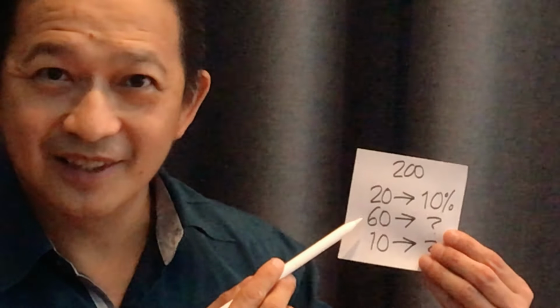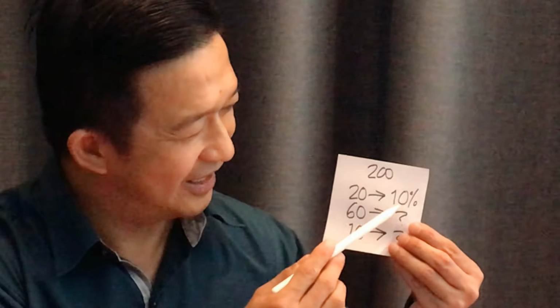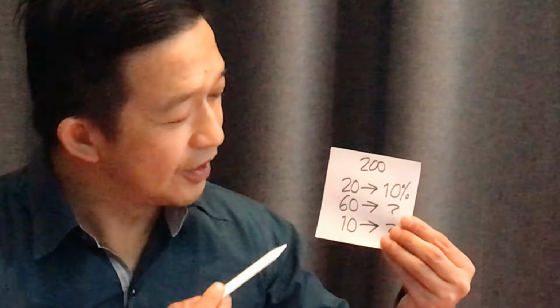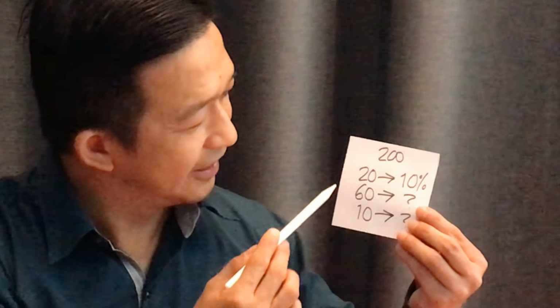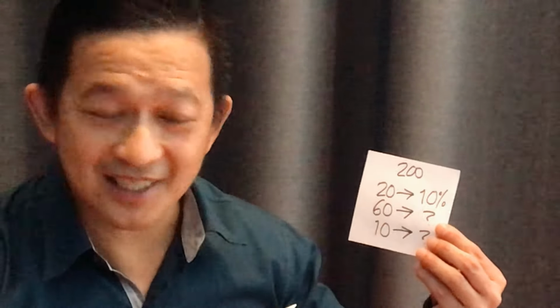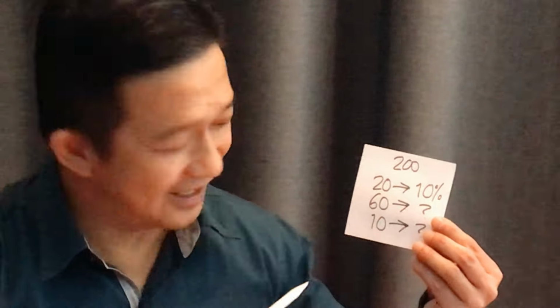So 60 people would be how many percent? 20 represents 10%. 40 represents 20%. So 60 represents 30%. And if 20 represents 10%, how about 10 people? 10 people would be how many percent? You are right. If 20 represents 10%, 10 would represent 5%.